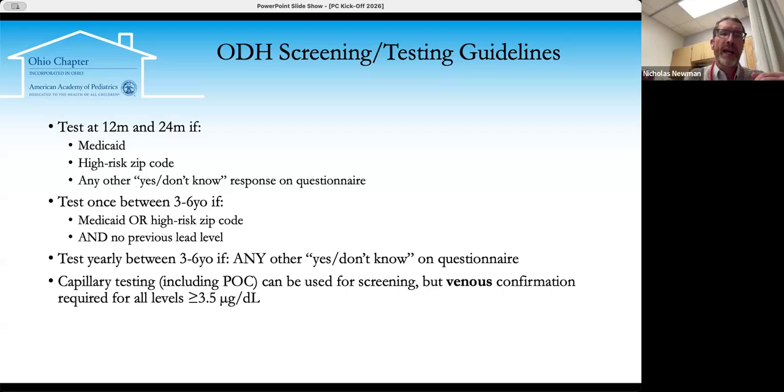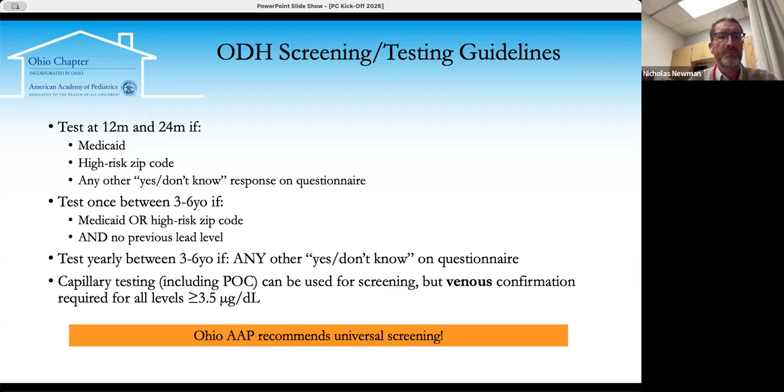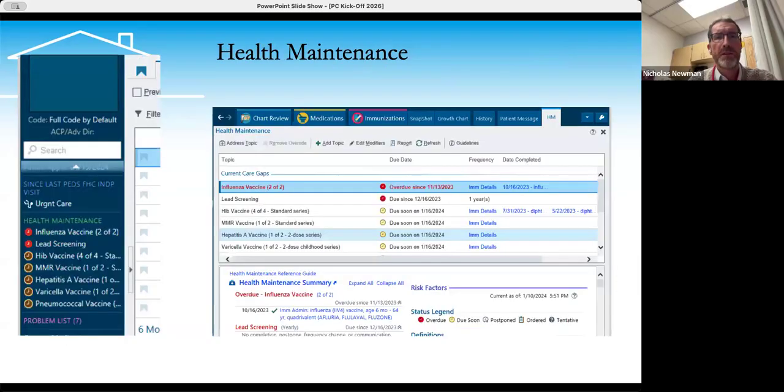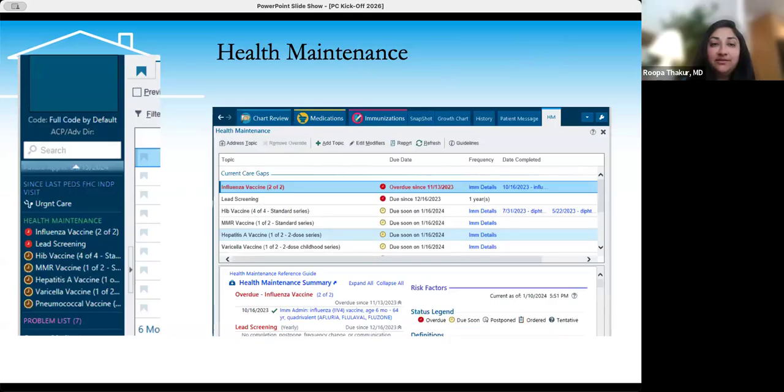And then capillary testing, including point of care testing as well, can be used, but venous confirmation is required for lead levels that are above the blood lead reference value, which is 3.5. So the next slide, and I think we move on to Dr. Takor now. We have a few more for you, Nick, I think. I'm happy to take them, but oh, I'm sorry.